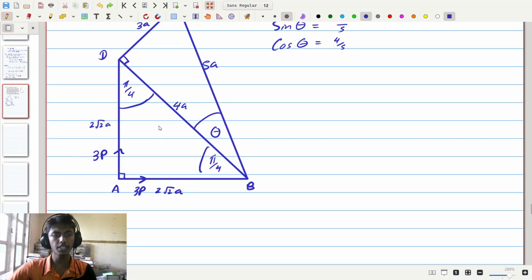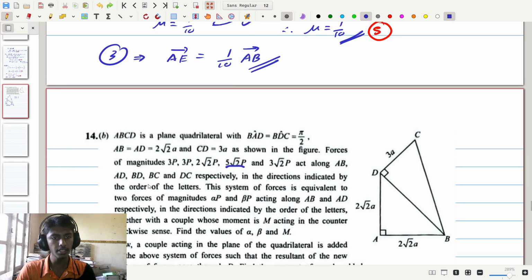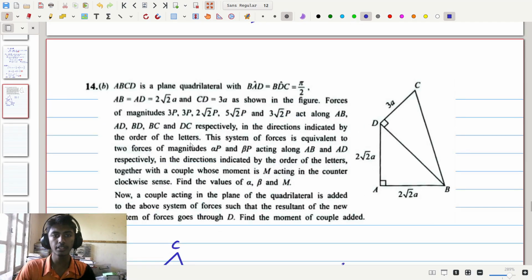So B to D, BD, this direction, there's a force of 2 root 2 p, and then there's a force of 5 root 2 p in the BC direction. So from B to C in this direction, 5 root 2 p, and then finally in the DC direction there's a 3 root 2 p force.